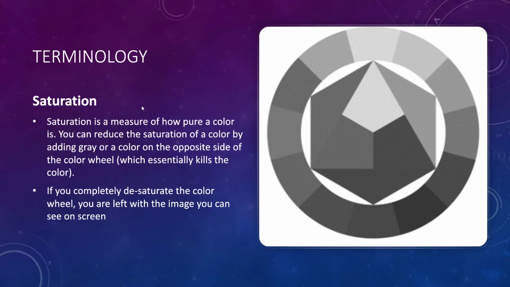Saturation. So saturation is how much of the colour there is, or how pure the colour is. So is it pure colour, or is it black and white? You can reduce the saturation of any colour by adding grey or a colour on the opposite side of the colour wheel. This essentially kills the colour.